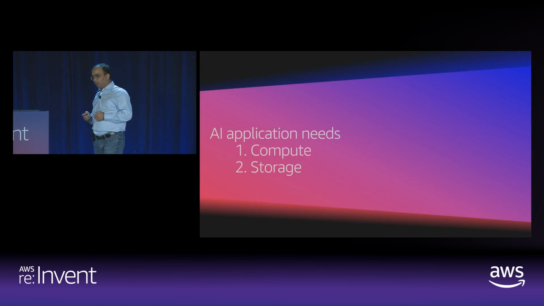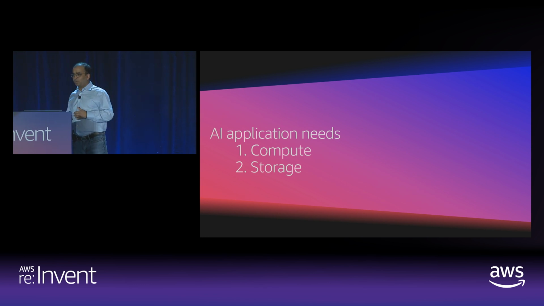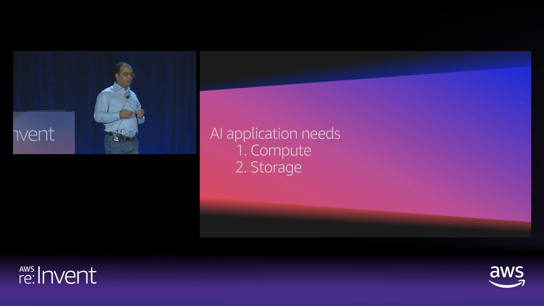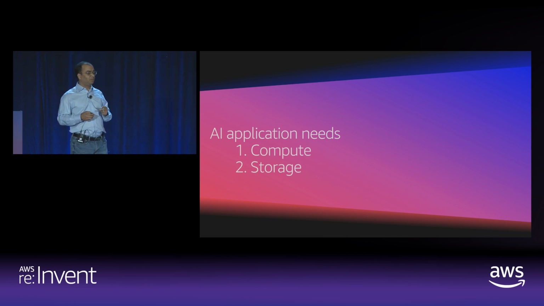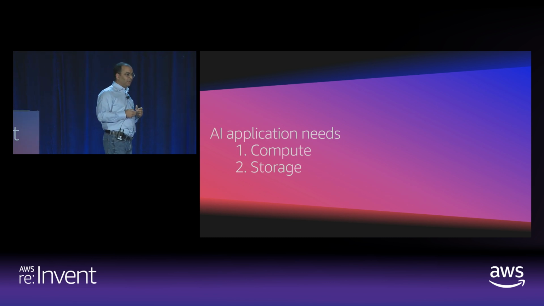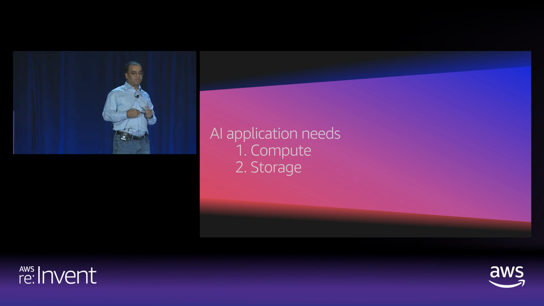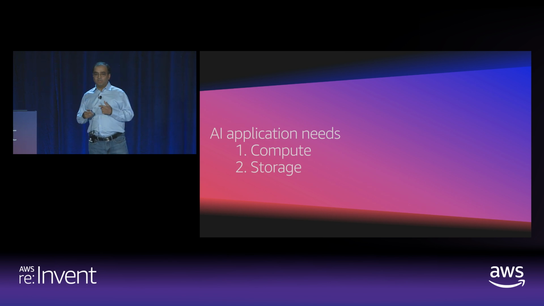So in my previous few slides, you probably heard me talking about machine learning, and there are two things that machine learning needs primarily: extensive compute, and then storage. Okay, so we talk about the compute all the time.